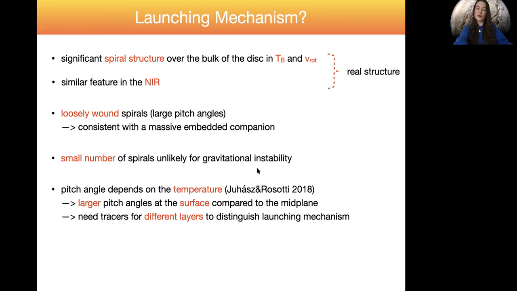towards the surface. In the GI scenario, shocks would heat the midplane, and therefore we would expect the pitch angle to be similar for the midplane compared to the surface. So what we will need to really distinguish launching mechanisms is different layers. We already have traces for different layers. However, the observations of the optically thin lines need to be deeper to have a higher signal to noise, and in the continuum so far no spiral structure was found.